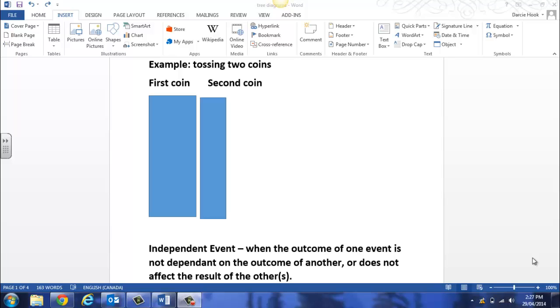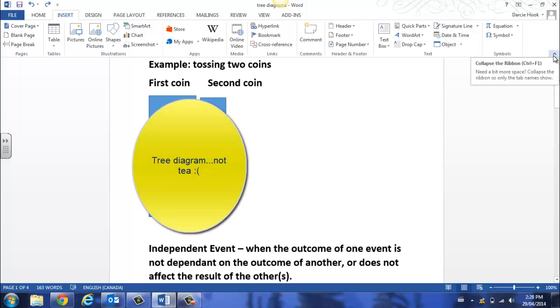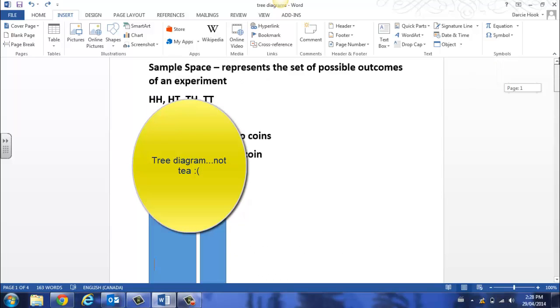As mentioned in the last video, sample space is the set of possible outcomes of an experiment. For example, if you toss two coins, the possible outcomes, if H is heads and T is tails, would be HH, HT, TH, and TT. This sample space of possible outcomes can also be represented as a tree diagram.